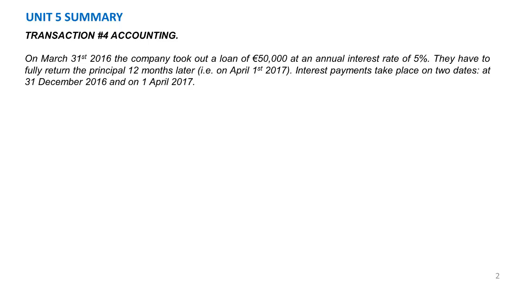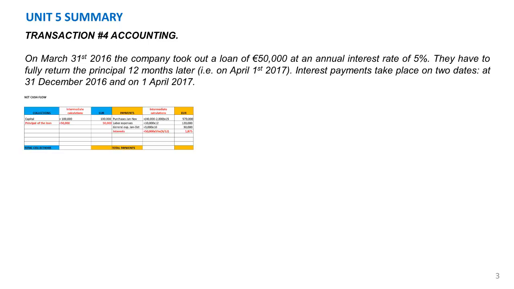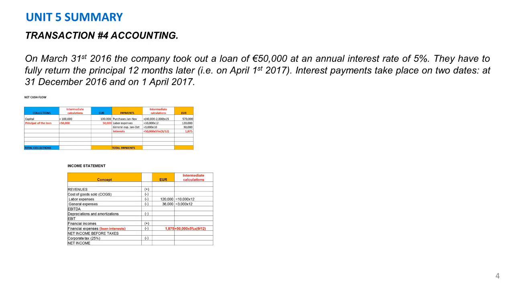It addressed the analysis and accounting for the transaction related to the loan that Copen took out on March 31st, 2016. Regarding cash flow, that's to say collections and payments, in 2016, Copen collected the principal of the loan and paid up the interest they incurred in 2016. The financial expenses due to this loan interest were recorded on the income statement.